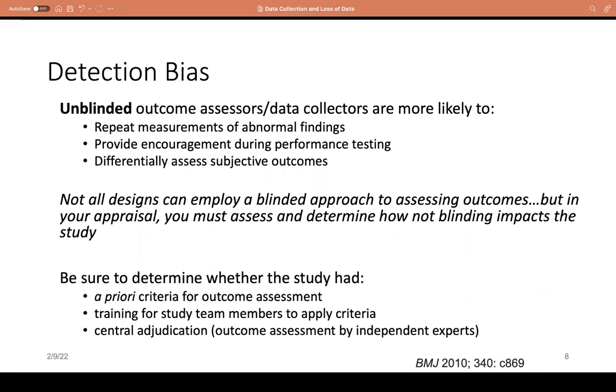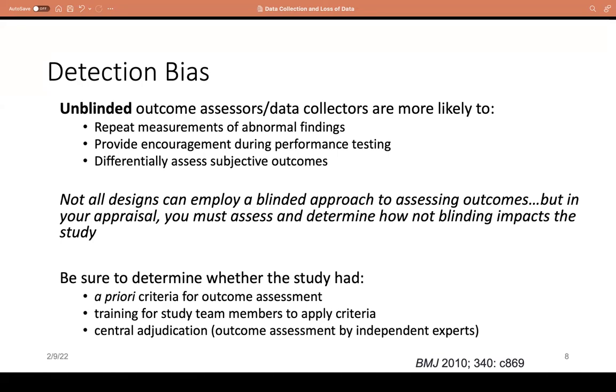And again, the reason why we do this is because unblinded outcome assessors or data collectors are more likely to do things like repeat measurements if something's abnormal, provide encouragement for performance testing if they know people receive the intervention, or just differentially assess these subjective outcomes. And again, even if you're not consciously doing this, you can unconsciously or subconsciously do this as well.